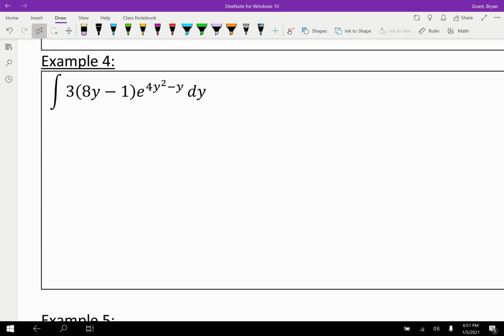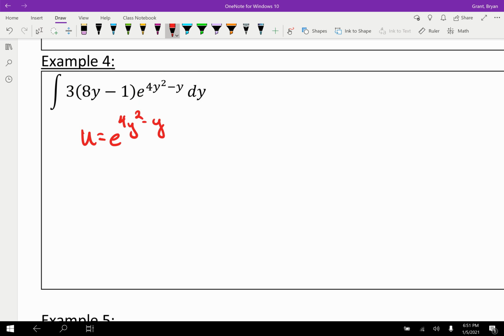Uh-oh, this one looks intimidating. It had e's and y's and y. Literally. So looking at example 4, what do we do here? Well, definitely a u substitution because I see a term with y multiplying by another term with y. So what's our u substitution going to be? Well, I know what it's not going to be. We don't want u, and I'm going to erase this, to be e to the 4y squared minus y.